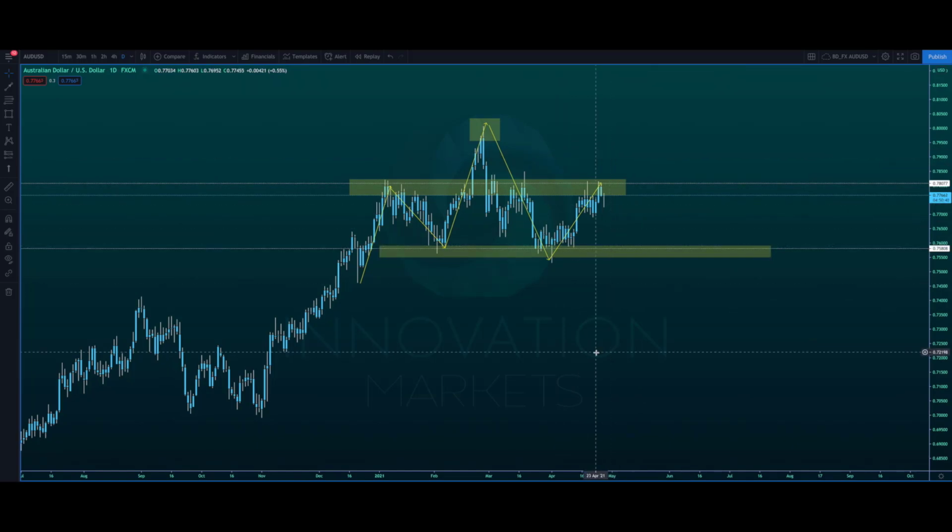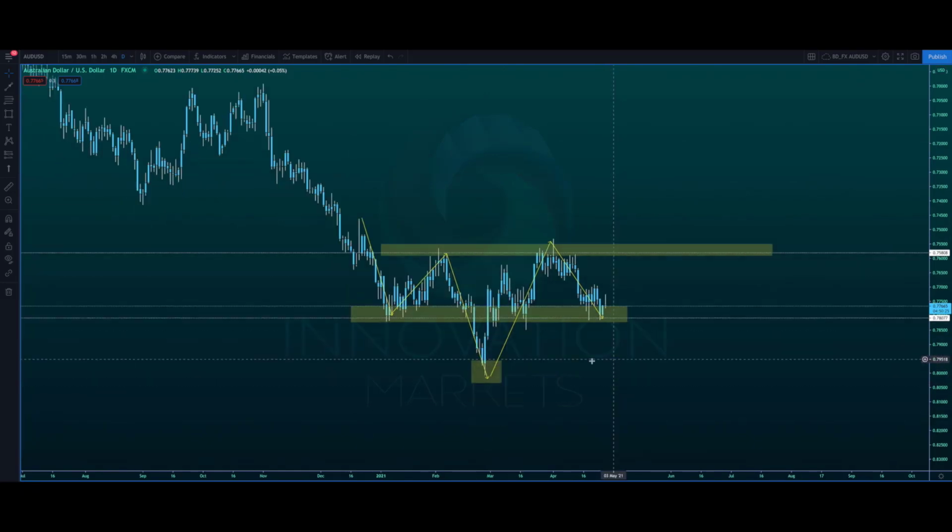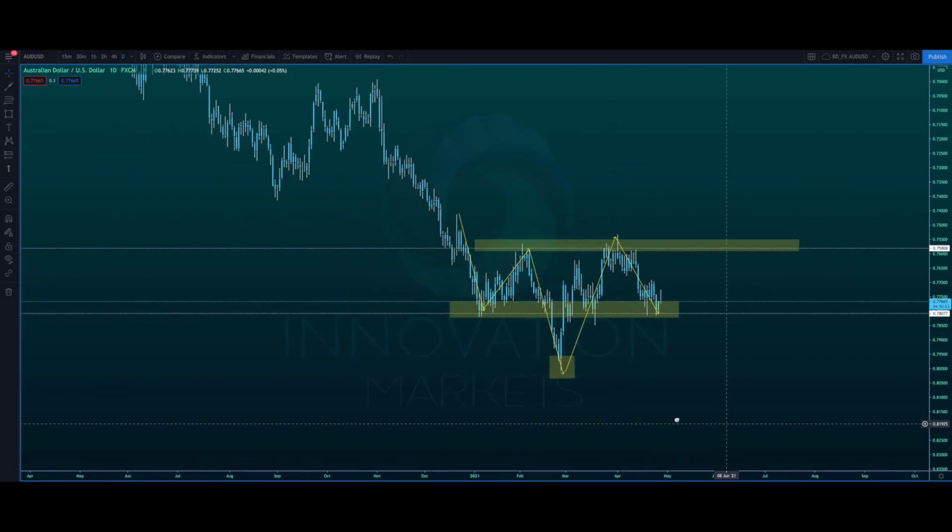And I just want to quickly go back to this before I find one, so I can show you quite clearly visually what I mean by an inverse head and shoulders. Here is a head and shoulders quite clearly, left shoulder, head, right shoulder. Inverse head and shoulders, I just flipped the chart upside down. If you're looking for an inverse head and shoulders, it would look like this.